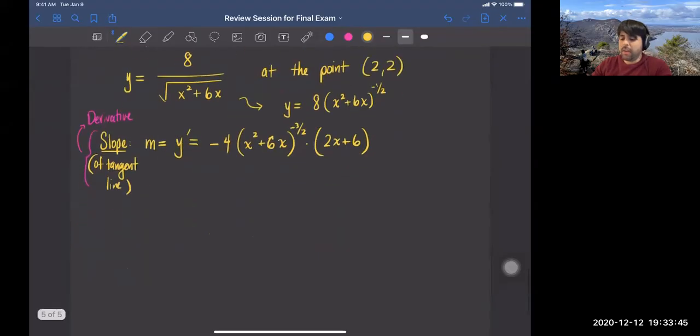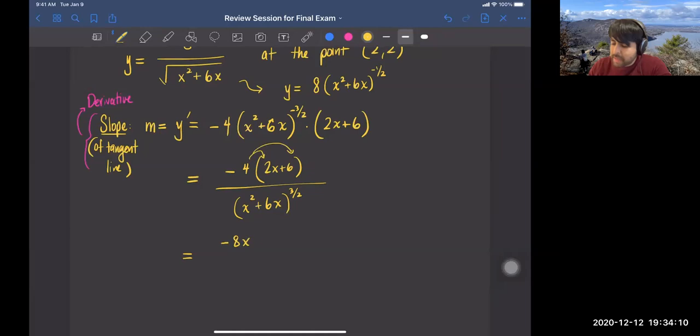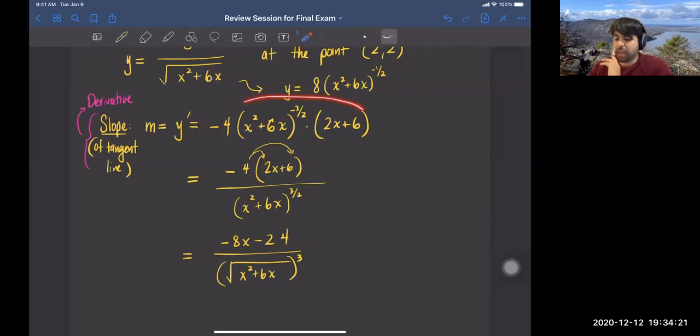Of course, I always like to make things a little nicer, right? So I'm going to write this as negative 4 multiplied by (2x plus 6), and this whole thing is being divided by, I guess I could just leave it like that, (x squared plus 6x) to the 3/2 power. And then if I distribute the top, I get negative 8x minus 24 divided by the square root of x squared plus 6x raised to the 3/2. All I did was rewrite it. I'm pretty much done with differentiation at this step.